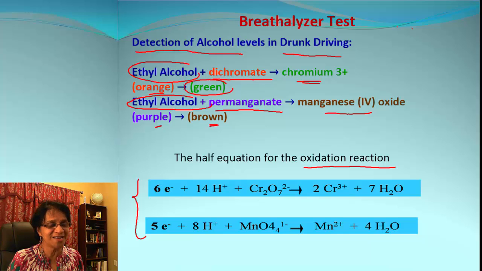So what do you think? You guys know how the oxidation reaction of alcohols works now.